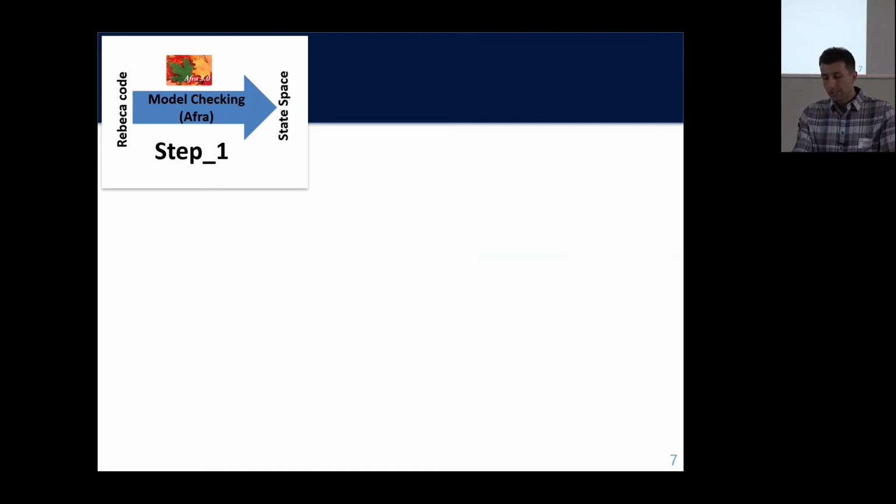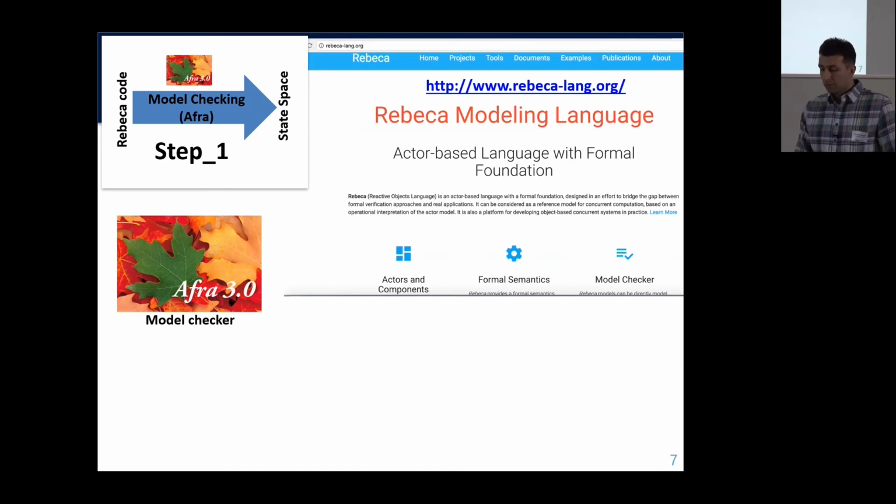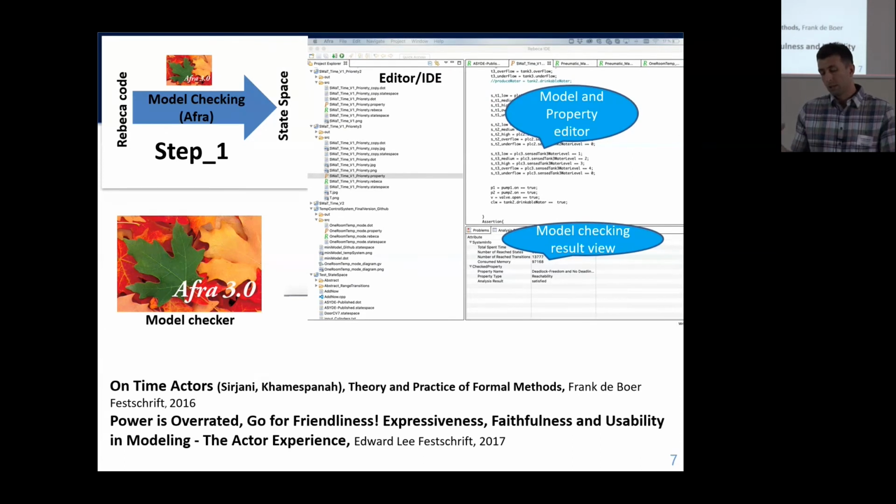Okay, let's look at the first step. We develop our system in the Rebeca modeling language, which is a language specifically for distributed and concurrent systems. This language has an embedded model checker called Afra. There is an IDE that can be used easily for developing the model and its properties, and they can be checked in this IDE to see if the properties are violated or not.